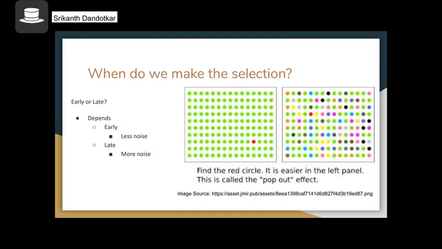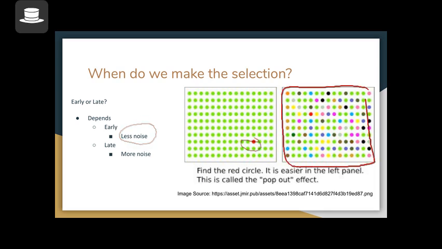Well, when do we make the selection then? Is it too early, as the early selection theory suggests, or is it too late, as the late selection theory suggests? Well, now we know that it depends. If there's less noise, in other words, if the information pops out, we probably make a decision early on, only by processing the physical features. But if there's a lot of noise, then we'll probably use the late selection process by processing at least definitely the physical features, but more than physical features, features that would help you make a decision.